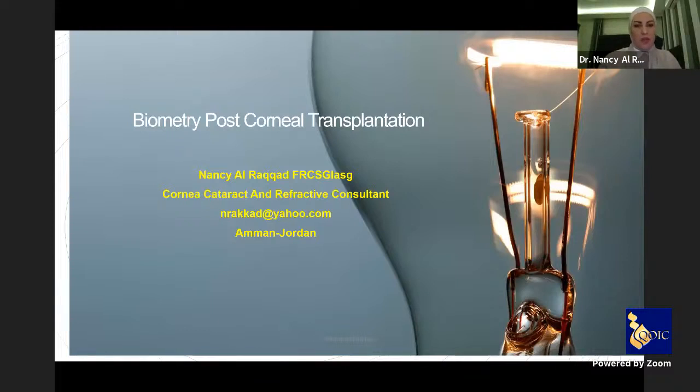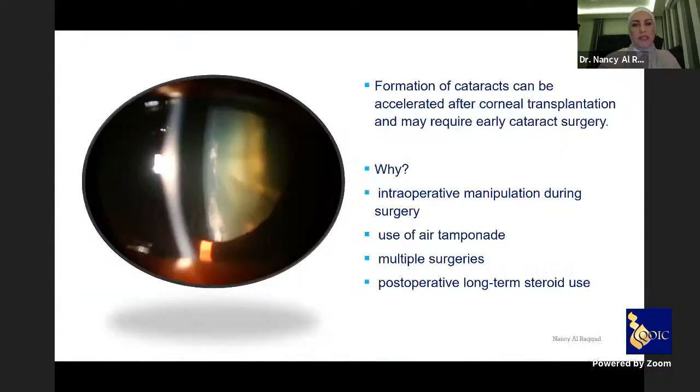Let me talk about biometry and IOL calculation post-corneal transplant. So formation of cataracts can be accelerated after corneal transplantation and may require early cataract surgery. Why? Because of intraoperative manipulation during surgery, the use of air tamponade in certain procedures, multiple surgeries done on the eye, or the postoperative long-term steroid use.